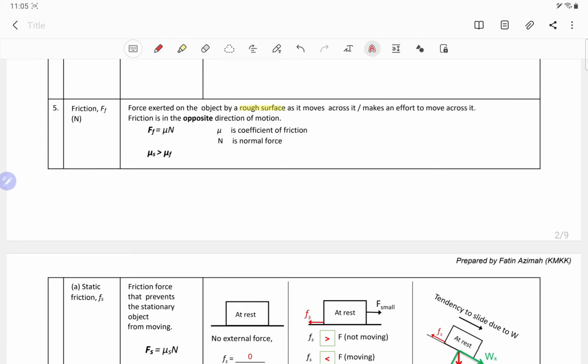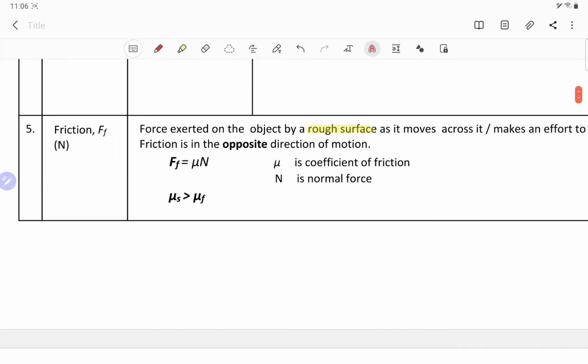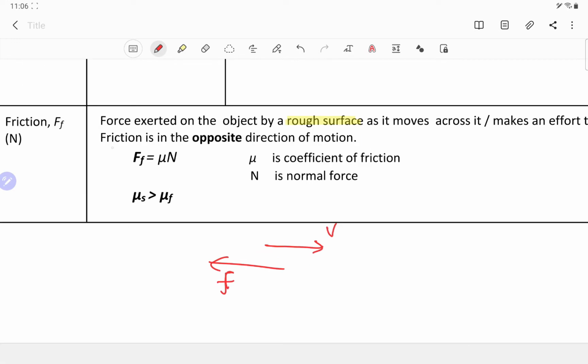And then, if the question says the smooth surface, permukaan yang licin, so we assume there is no friction force. So, the direction for the friction force is opposite of motion. So, let's say, objek kita bergerak ke kanan. Okay, so arah friction force kita akan opposite dengan direction tersebut. So, this is the keyword: friction sentiasa opposite dengan arah motion. Bukan arah force, bukan arah applied force, tapi arah motion.